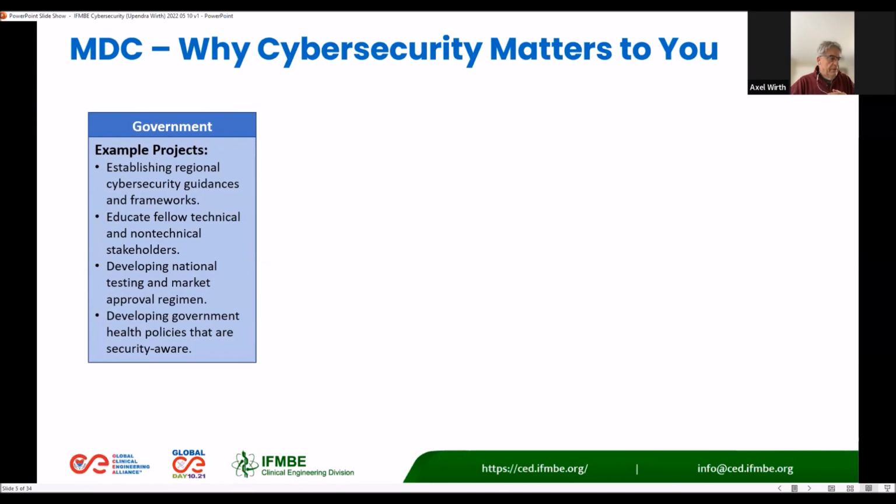So, for example, you work in the public service or in government, and you want to, for example, establish regional cybersecurity guidances and frameworks as more and more countries are doing right now. You want to educate technical and non-technical stakeholders within your region and your country. You want to, for example, develop a national testing and market approval regimen. So, for example, when do you consider a device safe enough to be introduced into your markets, which include cybersecurity? And then lastly, you're developing government health policies that need to be security aware, as in, for example, many governments are right now working on telehealth policies. And in my opinion, we can't do that without considering cybersecurity.